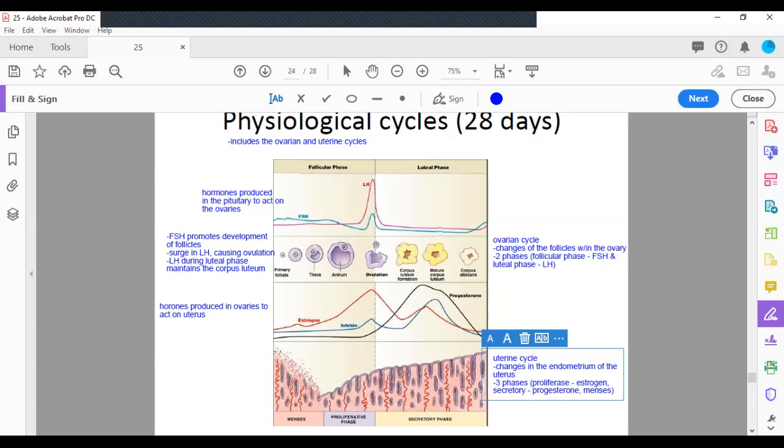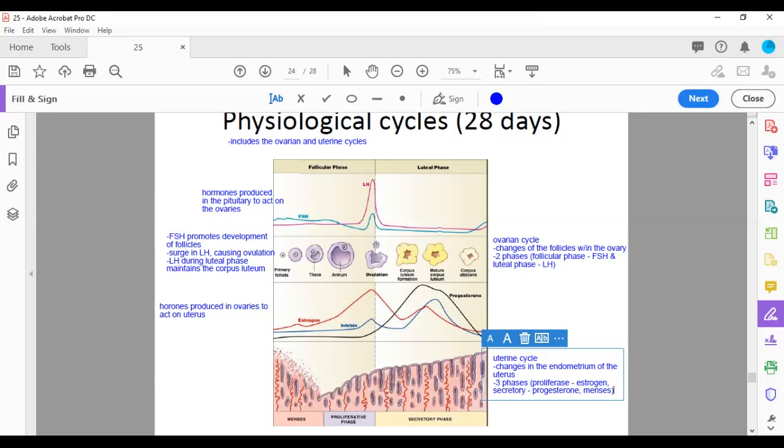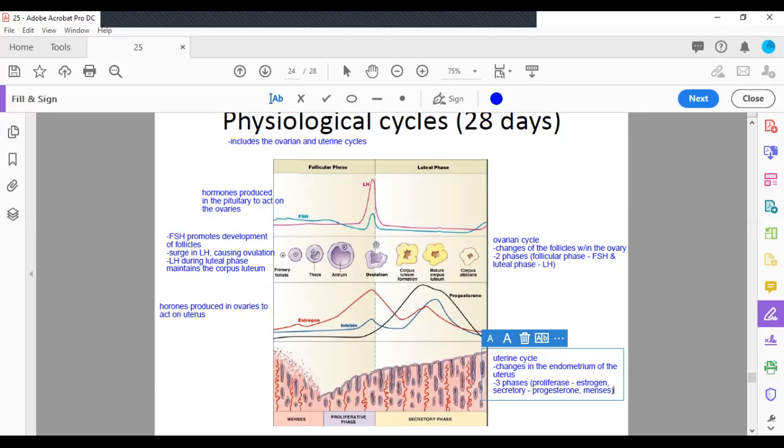In the proliferative phase, the functional layer becomes thicker over time. In the secretory phase, the functional layer becomes thicker and thicker, and there's more glandular activity involved. By the way, this is for FYI, just to make sure that you know the whole purpose of these phases.